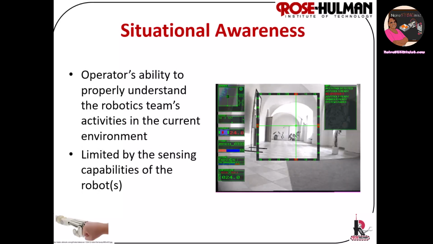Situational awareness is the operator's ability to properly understand the robot's or the robot team's activities in the current environment. This may be limited by the sensing capabilities of the robot, for example a limited view, or even the human's understanding of the robot's capabilities or the sensor capabilities, such as the range, the sensor error, or the odometry error, which would all affect the human's ability to be aware of the current robot situation.